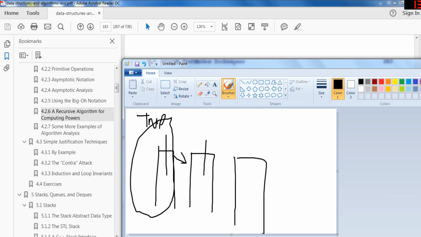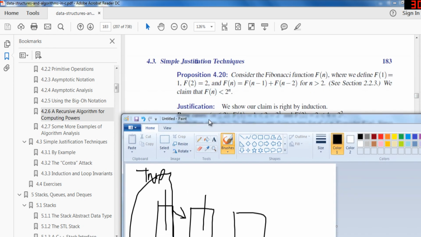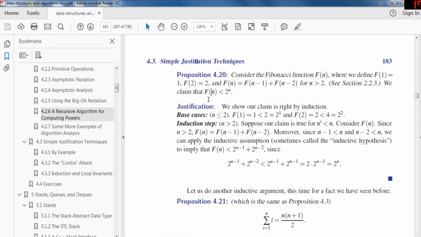Now if we prove that the domino right after us, whenever we have a domino right after us, is true also, then we'll be able to get it to work. That's what it's basically saying. So here, assuming that f of n is less than 2 to the n, suppose our claim is true, that f of n is less than 2 to the n.